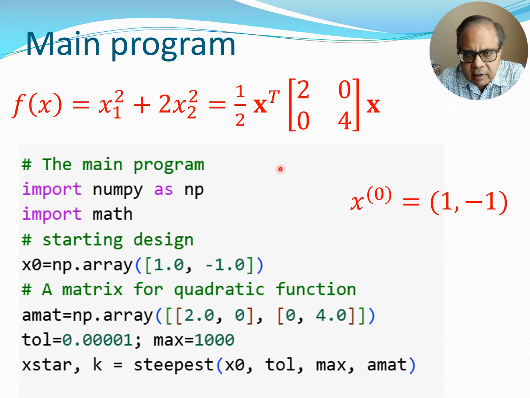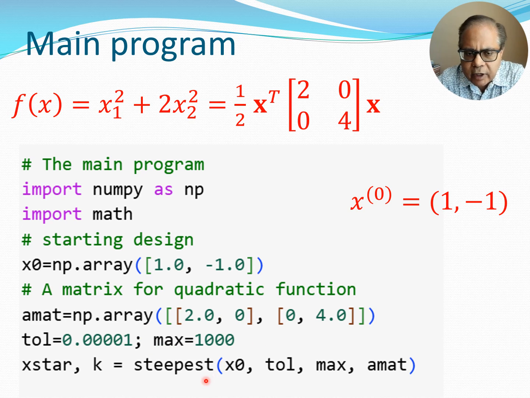So let's write the main program. Of course we know our function is given in this form here. So first I have to import numpy, then I have to import math. I have the starting design as 1, minus 1, and I also have the A matrix for the quadratic form as 2004, which I have coded in here. I fix a tolerance value as 0.001. This is going to help me to converge as far as the gradient vector is concerned, and also a max value which I am going to use in the for loop.